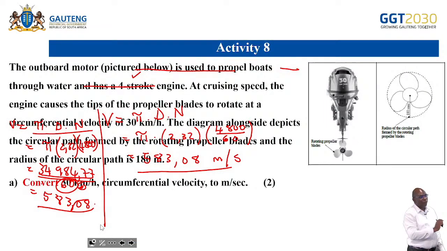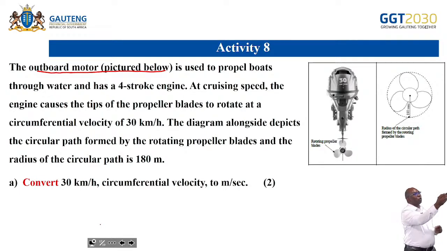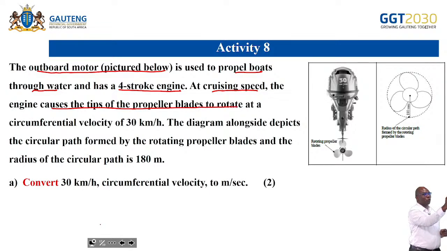Right, now, here is a very nice question. It says an outboard motor pictured below. There is the picture of the outboard motor. It's used to propel boats through the water and has a 4-stroke engine. Right? At a cruising speed, the engine causes the tips of the propeller blades to rotate.